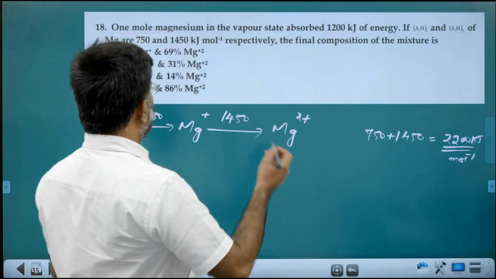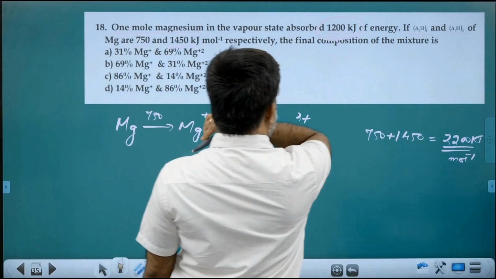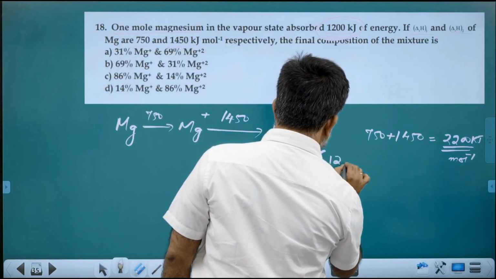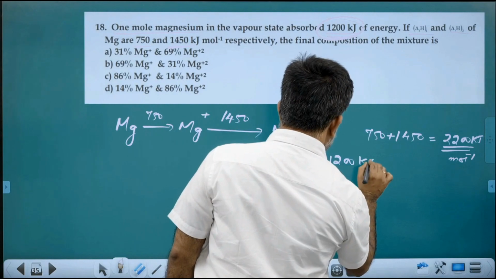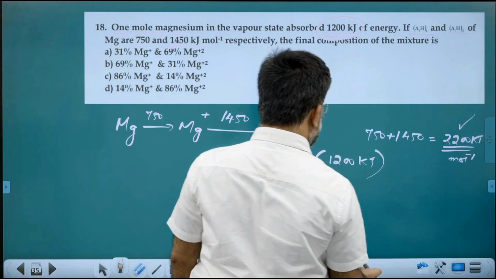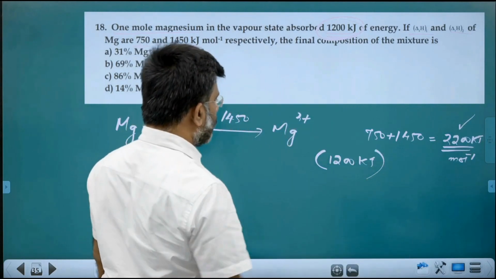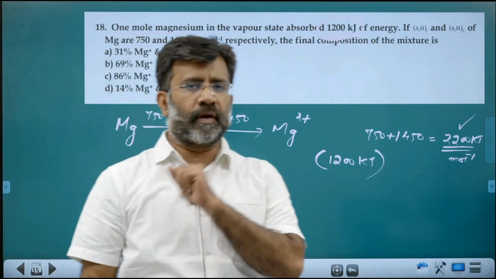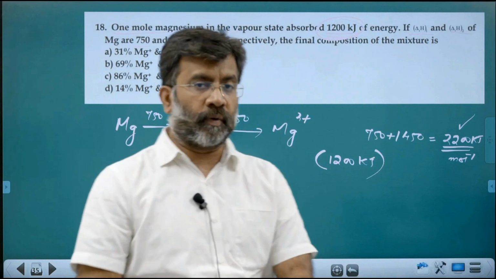But that much is not absorbed. The absorbed quantity is only 1200 kilojoule. If there were 2200, you would get the entire 1 mole converted. Now it is clear that the 1 mole conversion will not happen completely. So what is going to happen?